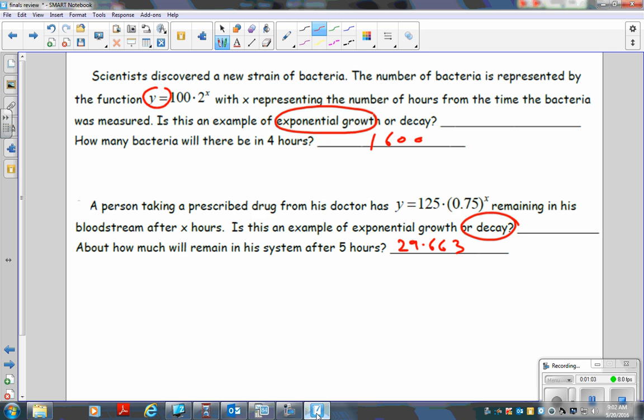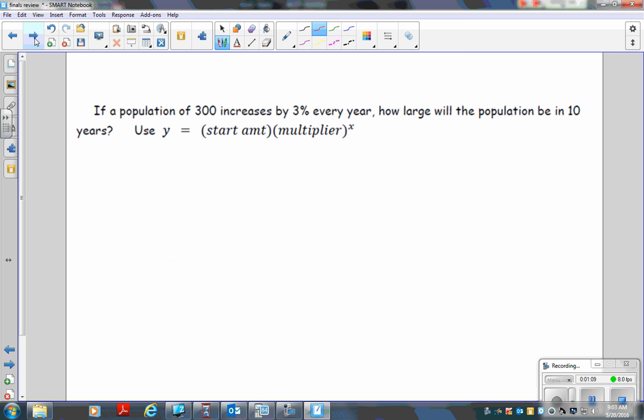Now, another way to figure this out: if it's multiplying by a number bigger than 1, it's growing; a number smaller than 1 is decaying. In this case, you have to use the same kind of formula, but it's going to be a little different because this is a percentage. So the first thing you've got to do is change the percentage to a decimal. You do that by finding the decimal point and moving it 2 times to the left.